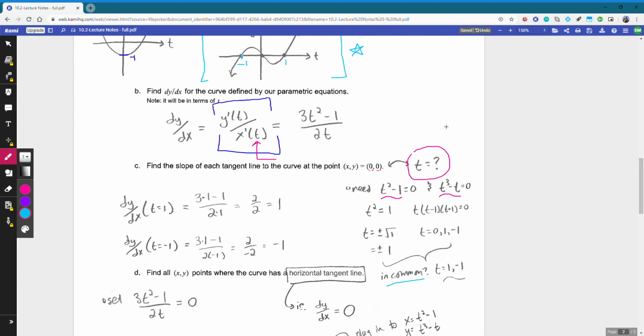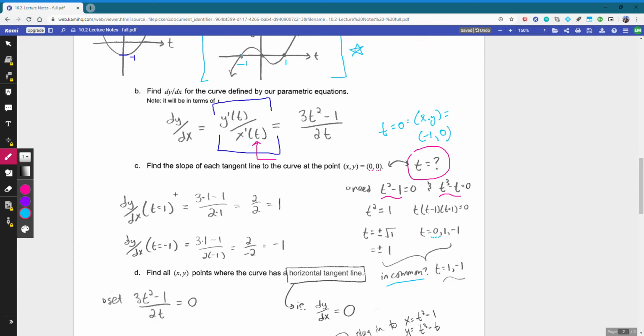Right, if we were wondering, hey, well, what about this t equals 0? Well, what happens at t equals 0? Our xy point is going to be 0, minus 1. And then the y coordinate would be 0 minus 0, so 0, right? And so that's not the origin. All right, so only plus and minus 1 will give us 0, 0 as our point.